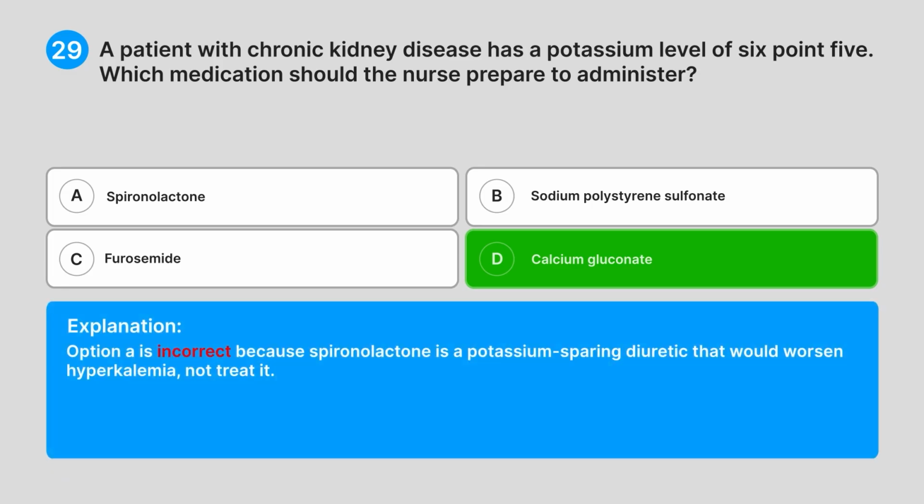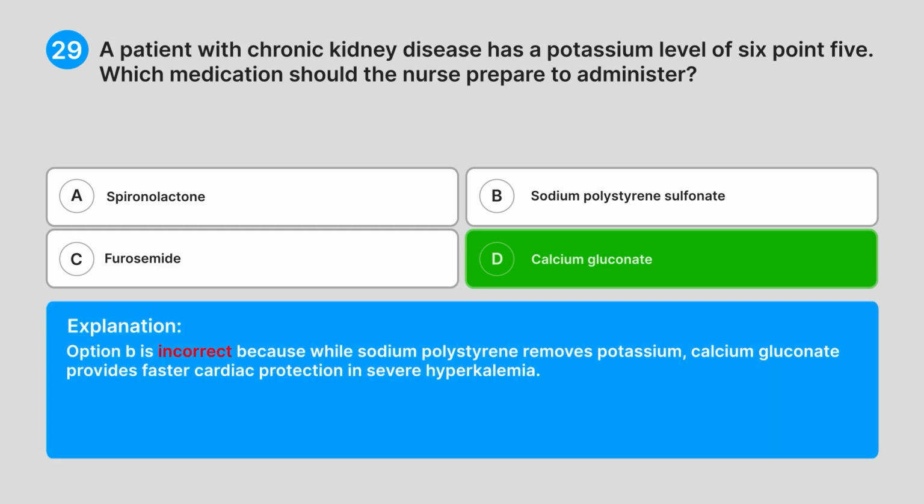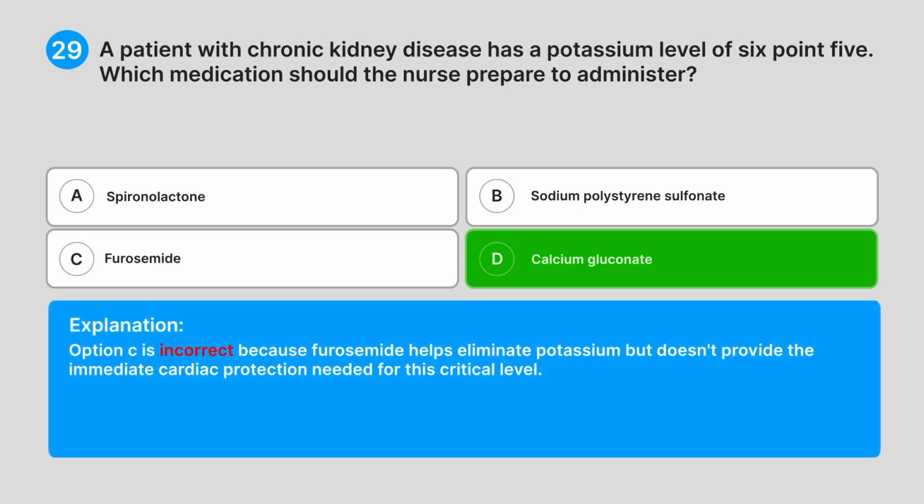Option A is incorrect because spironolactone is a potassium-sparing diuretic that would worsen hyperkalemia, not treat it. Option B is incorrect because while sodium polystyrene removes potassium, calcium gluconate provides faster cardiac protection in severe hyperkalemia. Option C is incorrect because furosemide helps eliminate potassium but doesn't provide the immediate cardiac protection needed for this critical level.